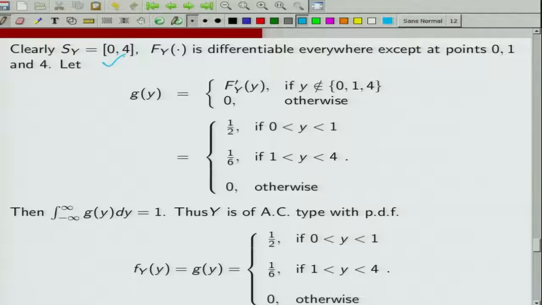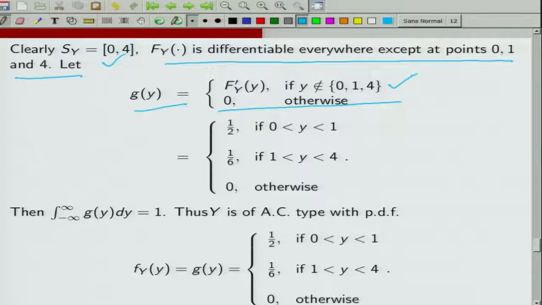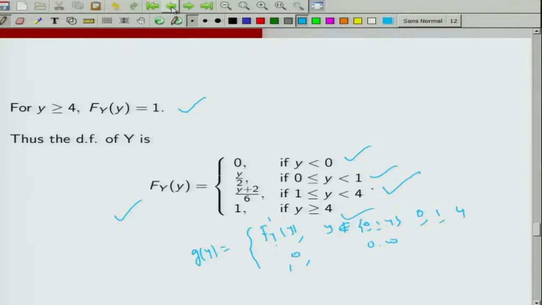S_Y we have seen is 0 to 4. F_Y(y) is differentiable everywhere except at the points 0, 1, 4. I define g_Y, which is the derivative of F_Y(y) when y is not in 0, 1, 4, and I take it to be 0 otherwise. So let us see how F_Y(y) behaves. Its derivative from 0 to 1 is 1 by 2, from 1 to 4 the derivative is 1 by 6, and in the rest of the places the derivative is 0.